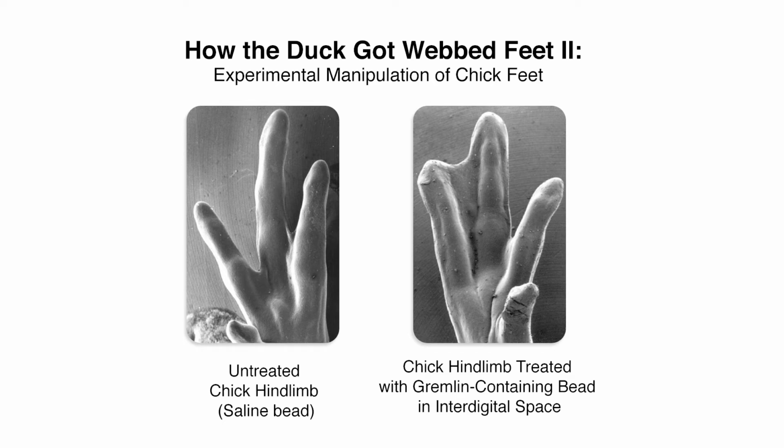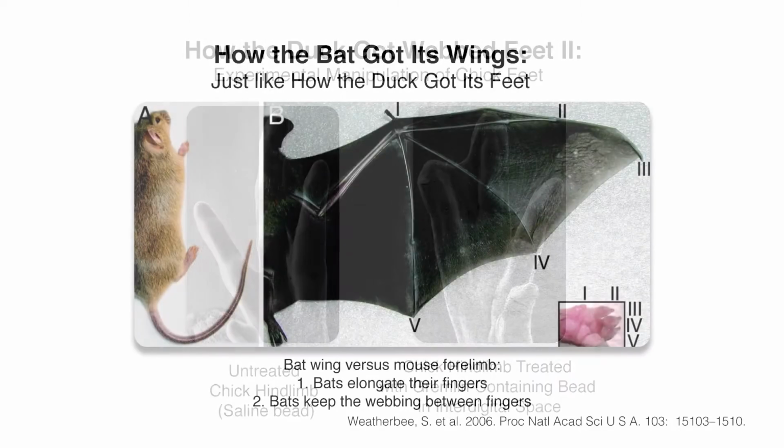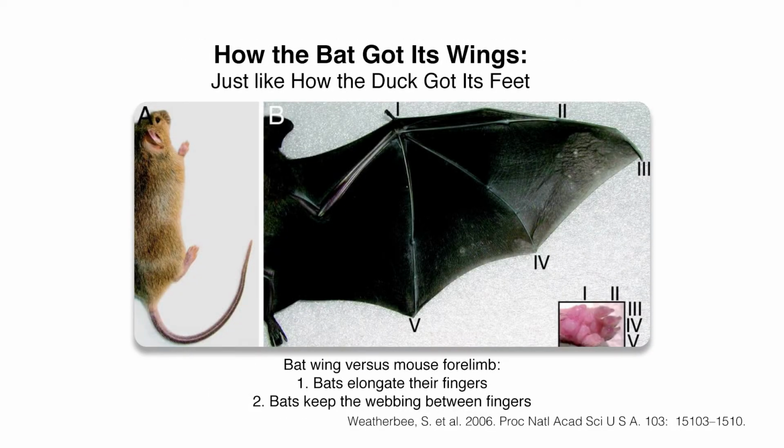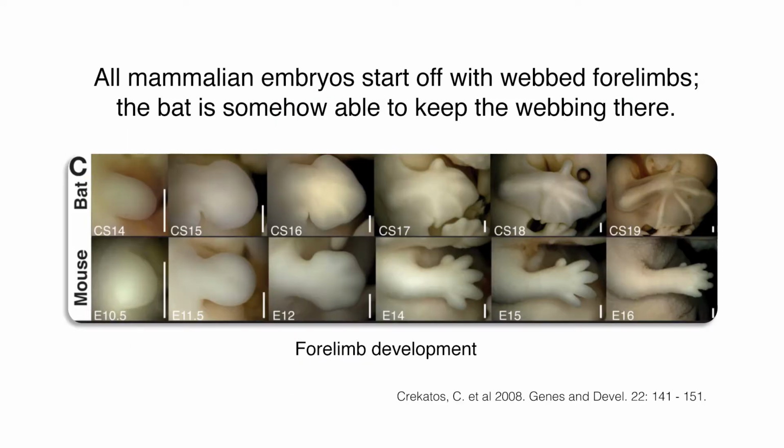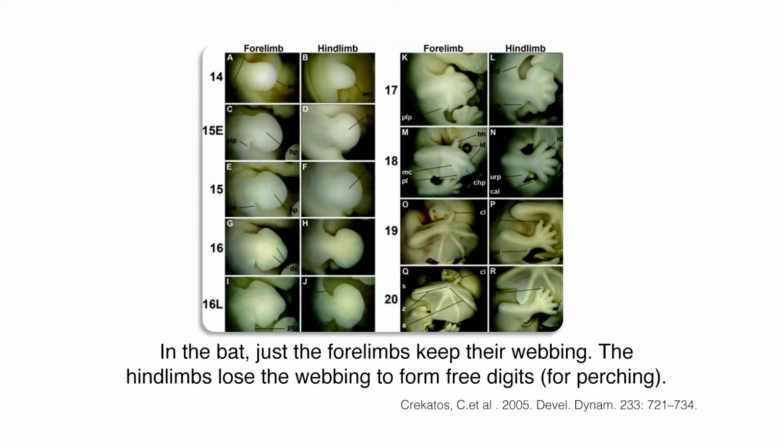This is also seen in the bat wing. So here the forelimb keeps its webbing. The bat limb is an extension of the fingers of the bat and the retention of the webbing between the fingers. All mammalian embryos start off with webbed forelimbs, but the bat is somehow able to keep the webbing there. And you only want the webbing in the forelimbs of the bat, not in the hind limbs of the bat. The hind limbs of the bat are free digits such that it can perch.